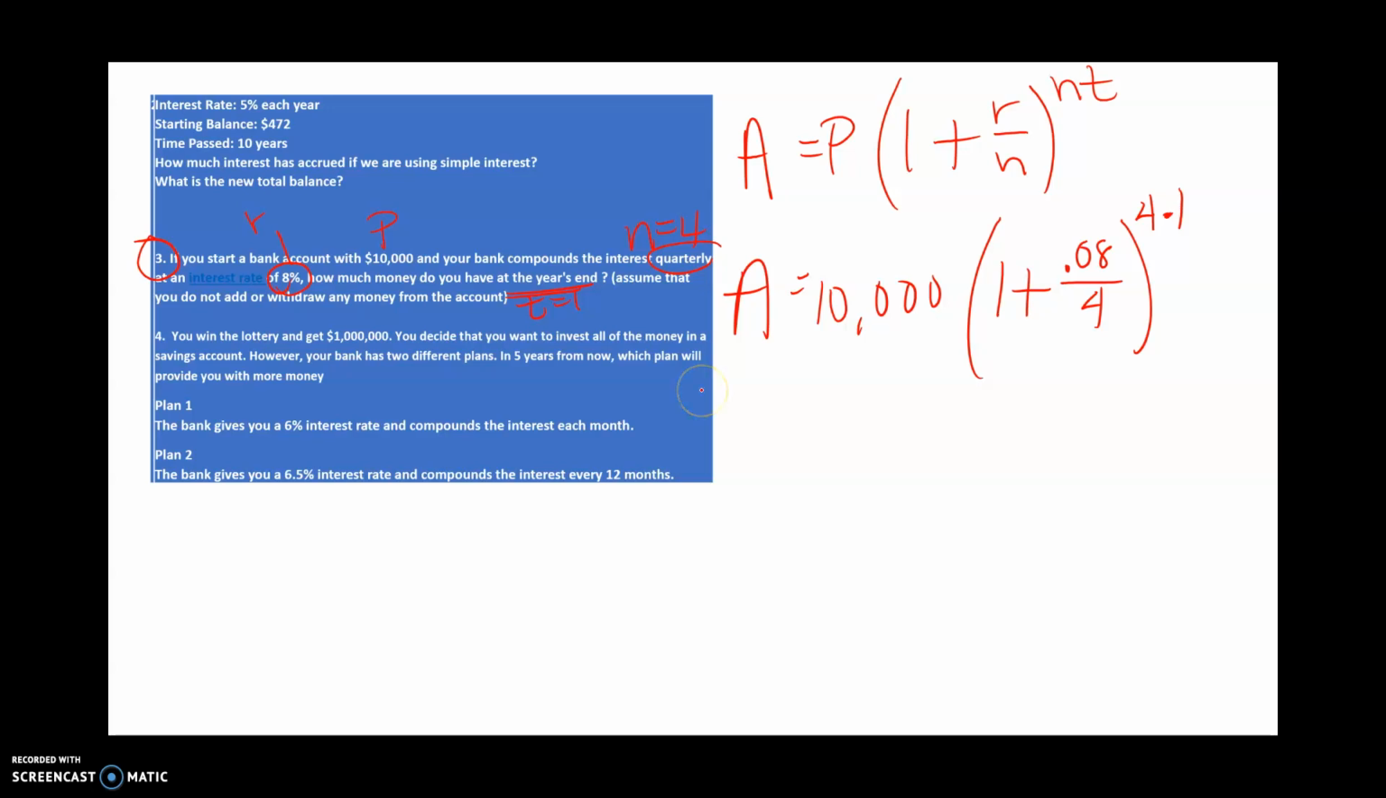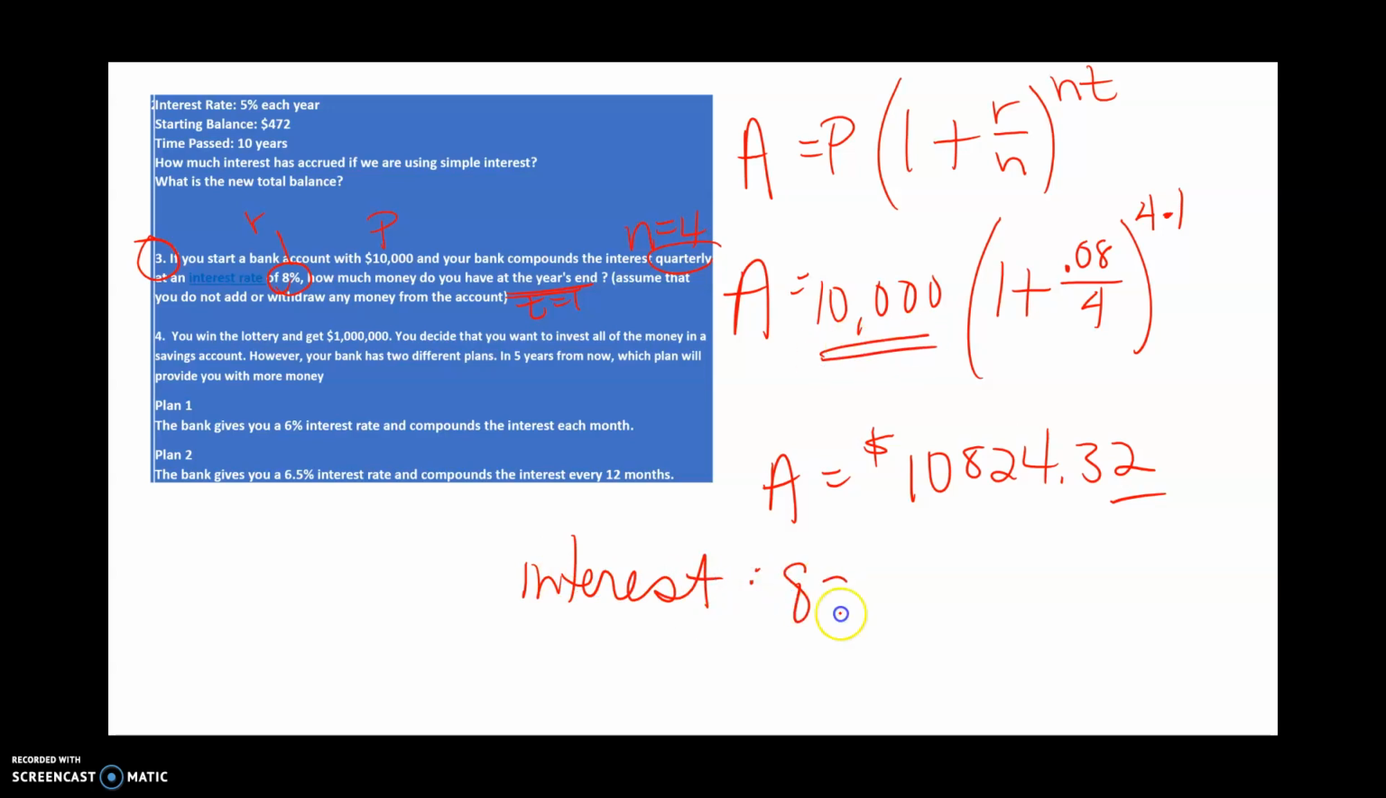And I should have the total amount in my account, right, is going to be this much, rounded to the nearest cent. And the interest I will have built, I just subtract off that 10,000, I will have earned $824.32 in interest. Not hard, guys. You just have to recognize which equation to use and make sure you're plugging it into your calculator properly.